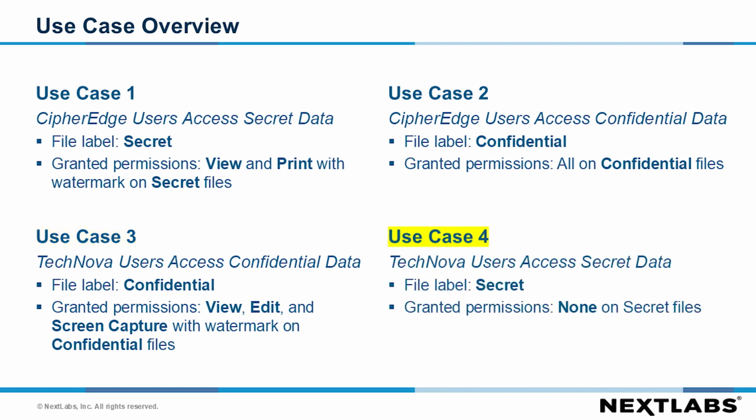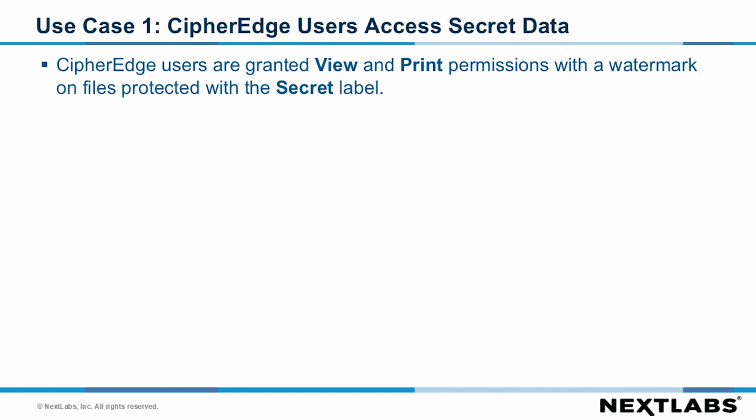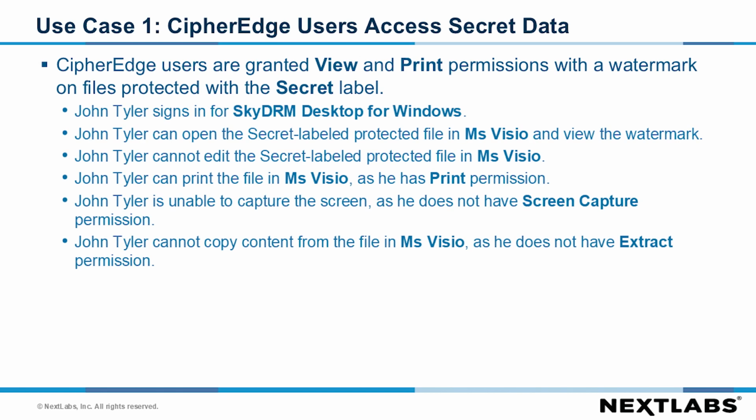Use Case 4. TechNova users access secret data and are not granted any permissions on files protected with the secret label. Now, let's go into further detail for each use case and demo. Use Case 1. CipherEdge users access secret data. CipherEdge users are granted view and print permissions with a watermark on files protected with the secret label. The following actions will be demonstrated. Let's proceed with the demo for Use Case 1.